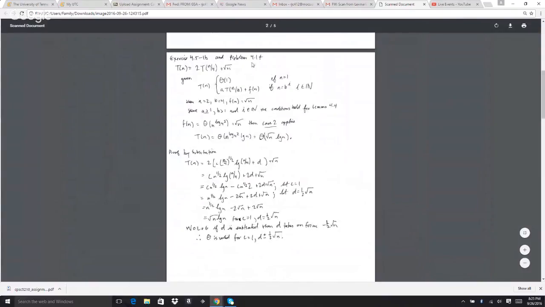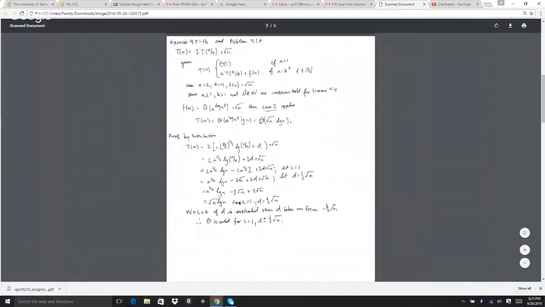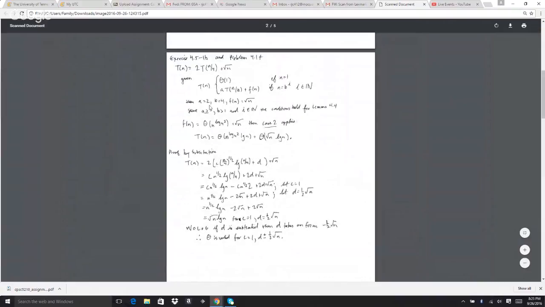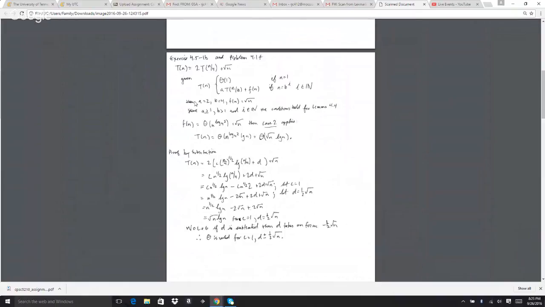4.51b and problem 4.1f are the same problem, so for the purposes of saving time, I will explain it the one time. So we have this form, this runtime: T of n is equal to 2T of n divided by 4 plus the root of n. You're asked initially for an upper bound, or as tight a lower bound as you can, for the master theorem. So we'll go ahead and go straight on to the master theorem.